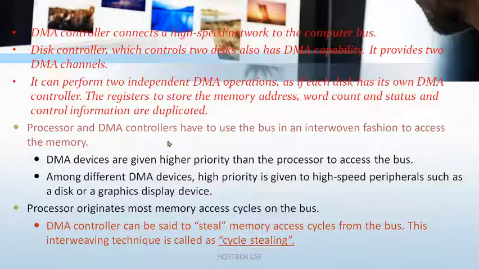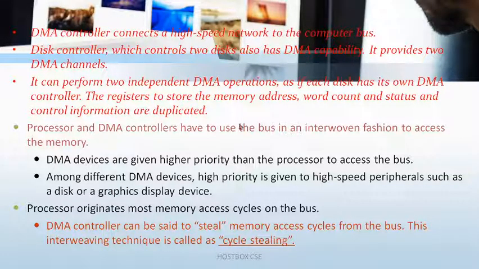At last, the processor and DMA controllers have to use the bus in an interleaved fashion to access the memory. Two points here. DMA devices are given higher priority than the processor to access the bus. Among different DMA devices, higher priority is given to high-speed peripherals such as disk or graphical display devices. Also, the processor originates most memory access cycles on the bus. Remember, the DMA controller can be set to steal memory access cycles from the bus. This interleaving technique is called cycle stealing.